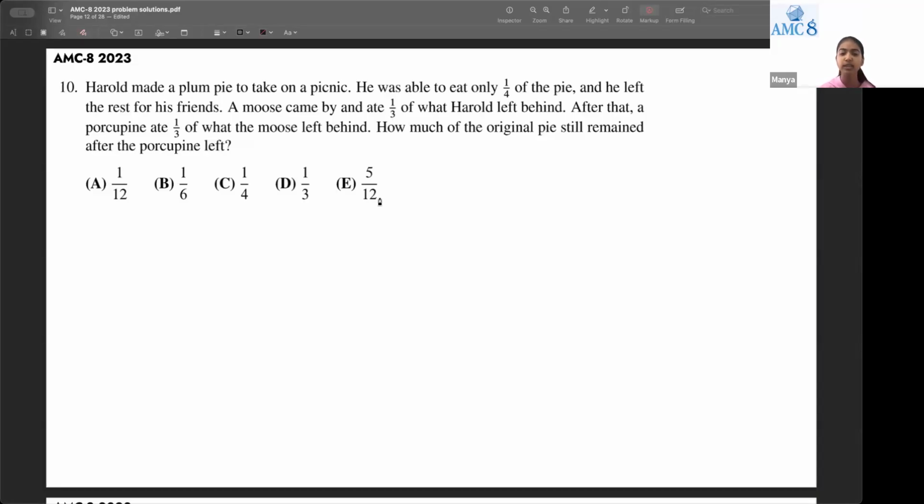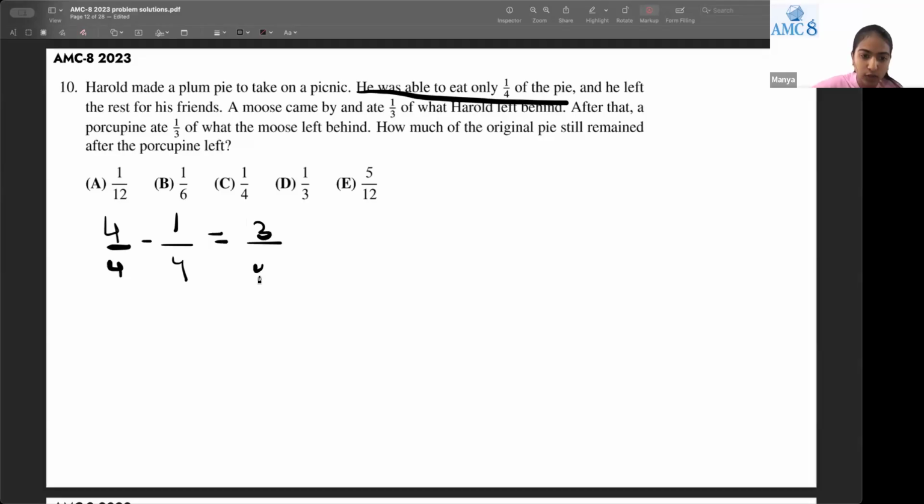So this problem you have to go step by step, writing each of the parts where someone came and ate it and then left the rest for the others. So Harold made the pie and he only ate 1/4 of the pie, meaning that if we suppose that 4/4 is a total and he only ate 1/4 of the pie, then what is remaining? 4/4 minus 1/4, which is equal to 3/4. So 3/4 is remaining. Then a moose came by and ate 1/3 of the 3/4.